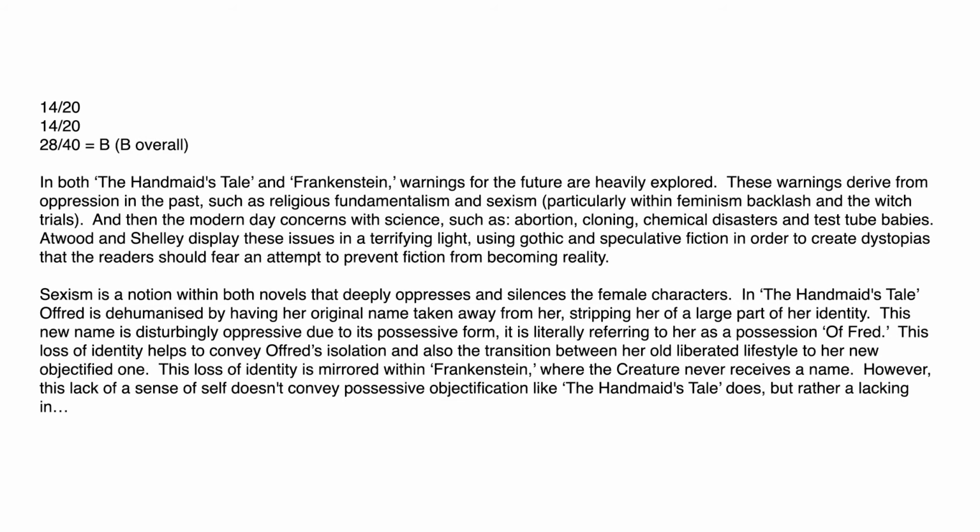In both The Handmaid's Tale and Frankenstein, warnings for the future are heavily explored. These warnings derive from oppression in the past, such as religious fundamentalism and sexism, particularly within feminism backlash and the witch trials. That's probably trying to shoehorn in a bit too much, a bit too fast. And then the modern day concerns with science, such as abortion, cloning, chemical disasters and test tube babies. I'm not liking the grammar and syntax, and I think it's probably trying to do a bit too much, a bit too fast.